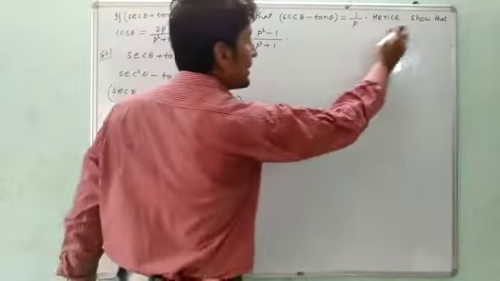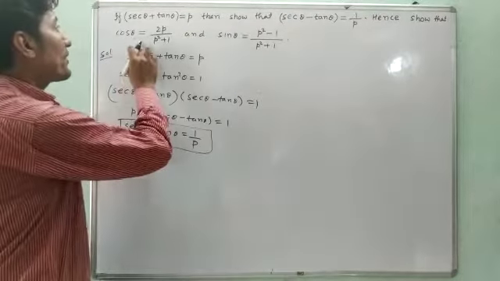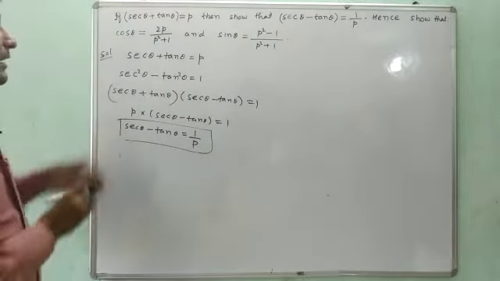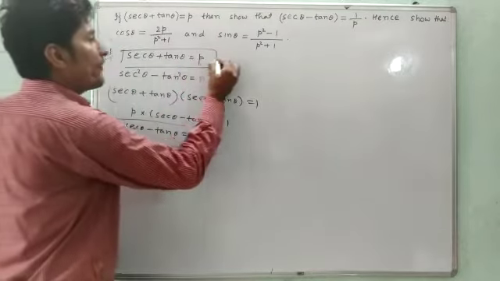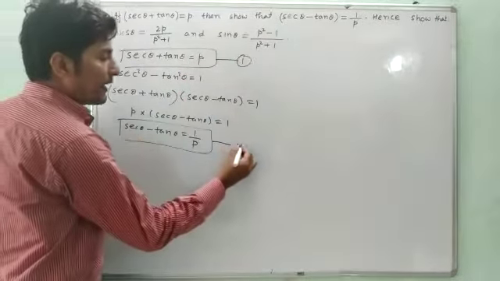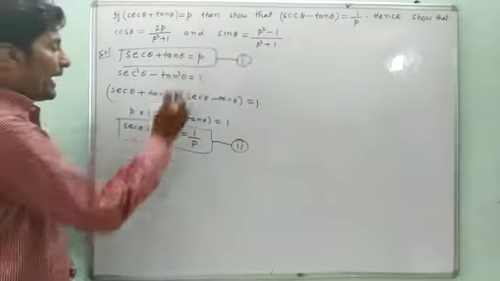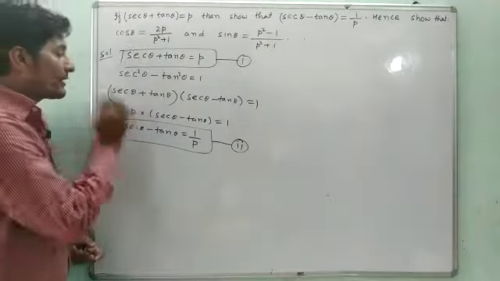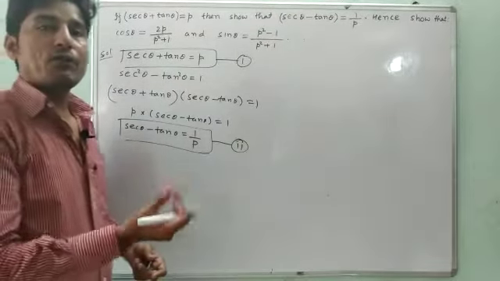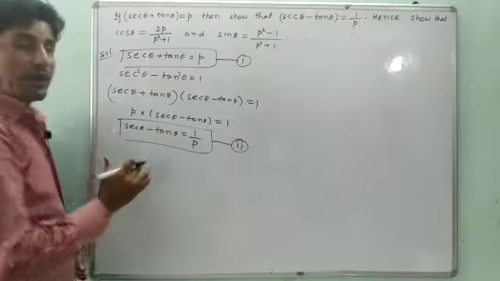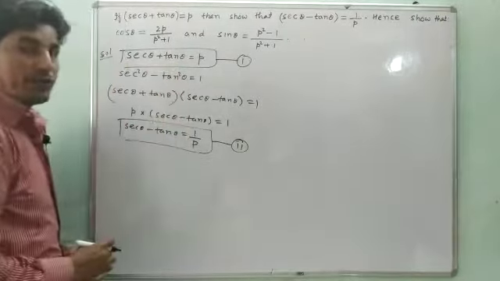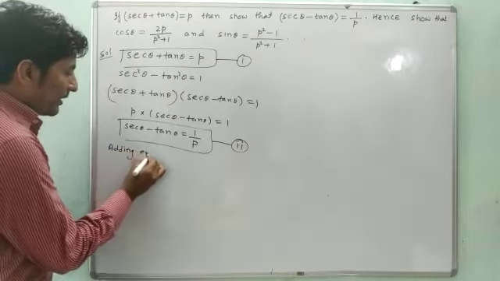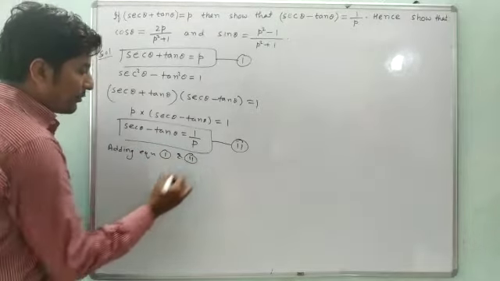Now let us see the next one. Hence show that cos theta equals 2P upon P square plus 1. To find the value of cos theta, first of all we name the first equation as equation 1 and this one as the second equation. If we add equation 1 and 2, then tan theta will be eliminated and we will get sec theta, which can easily be converted into cos theta. So we are going to add equation 1 with equation 2.